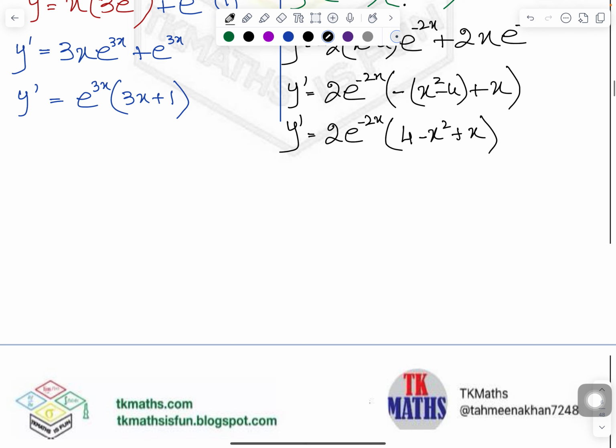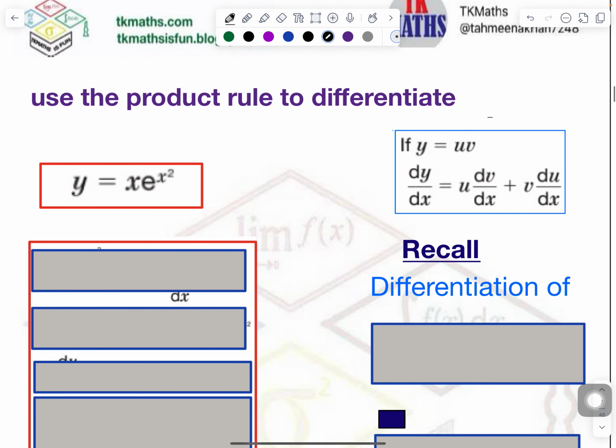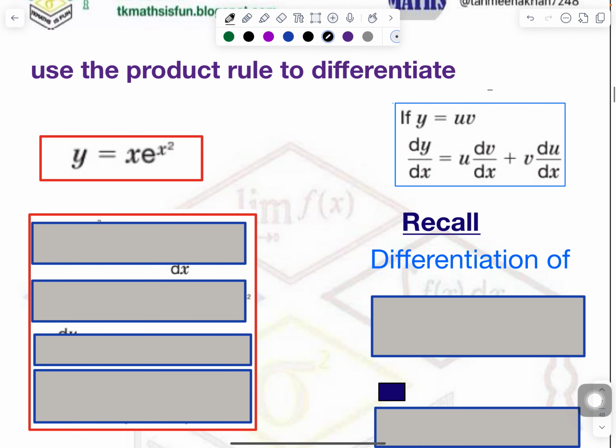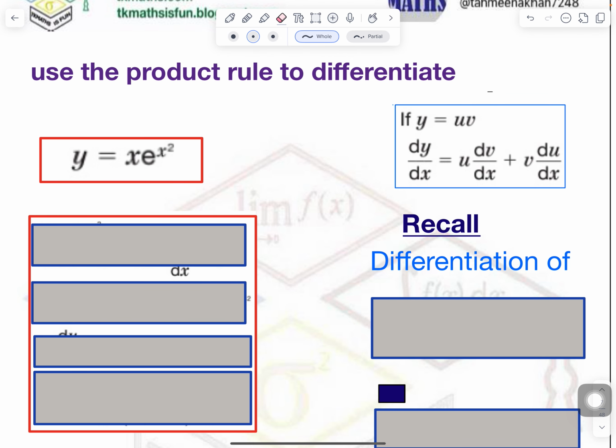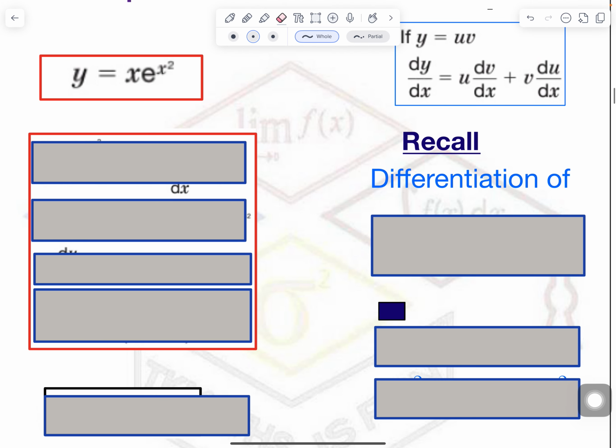Two functions which are multiplying. Now you can test your understanding. I have solved this question. And in these examples, I have taken two examples here. First is this one and second is this one also. Just give me a second.